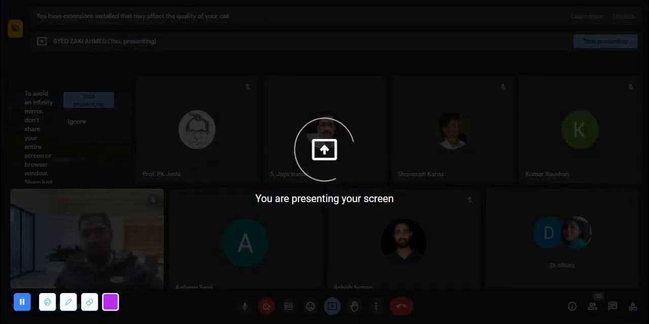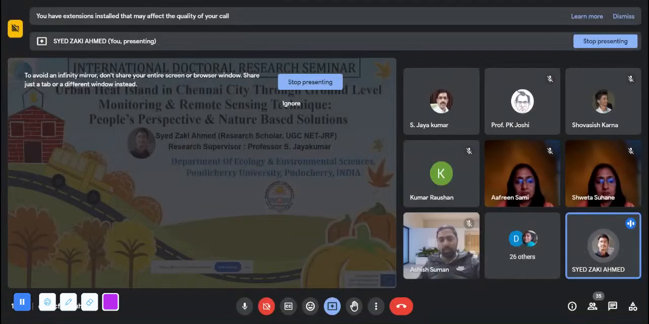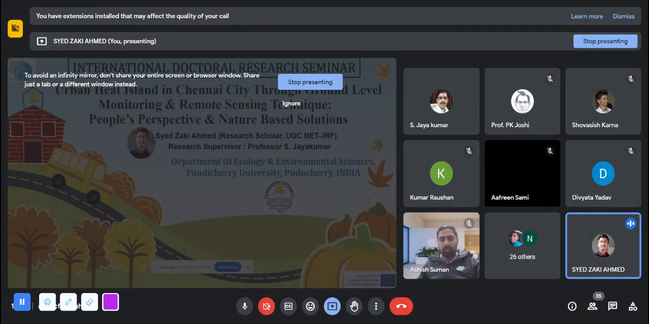And the topic of this seminar is Urban Heat Island in Chennai City through ground level monitoring and remote sensing technique, people's perspective and nature-based solution.